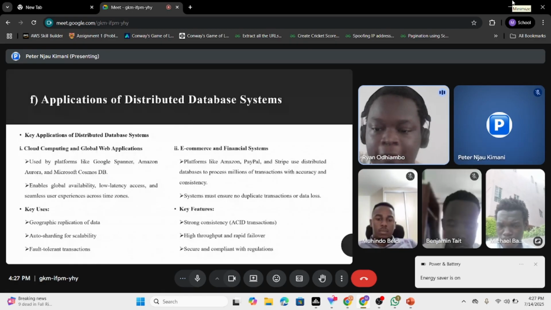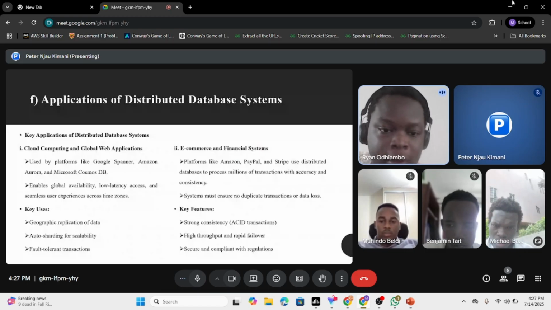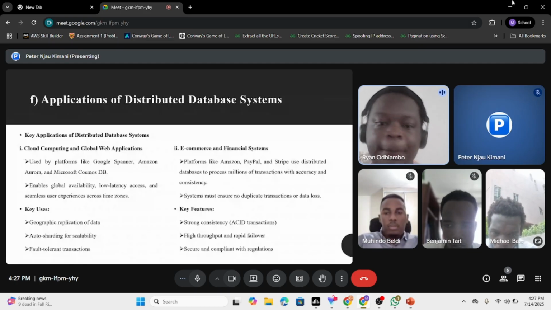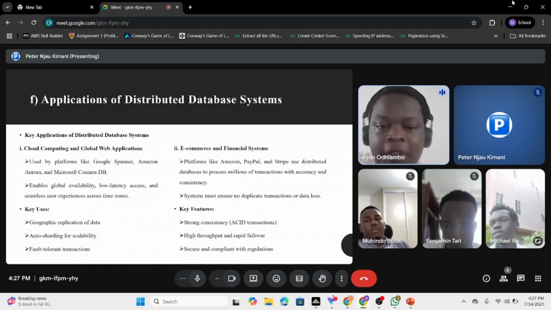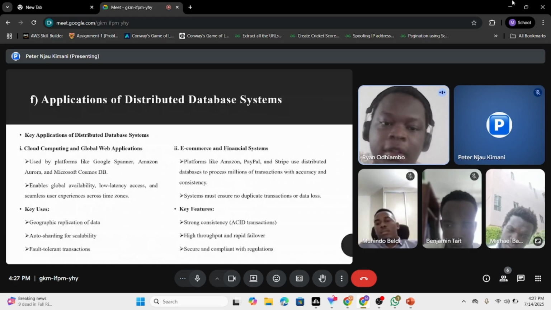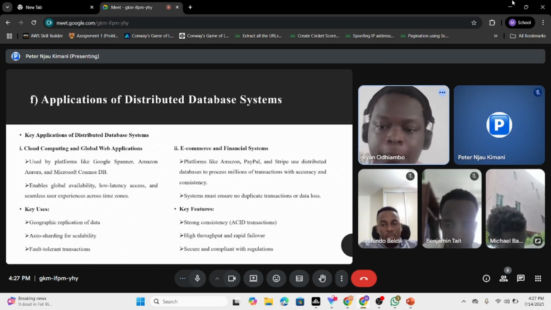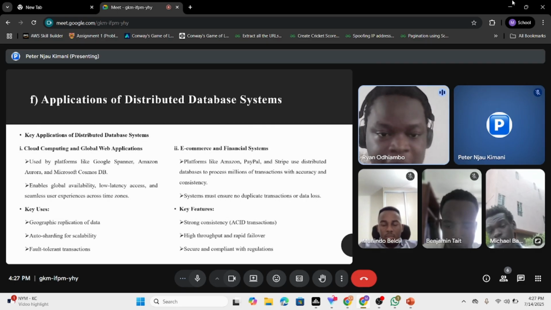So some key features of e-commerce systems. One, there's strong consistency with the ACID properties, which are atomicity, consistency, isolation, and durability. They also have high throughput, and they also have rapid failover. And as well, they also have strong disaster recovery mechanisms. So next slide.